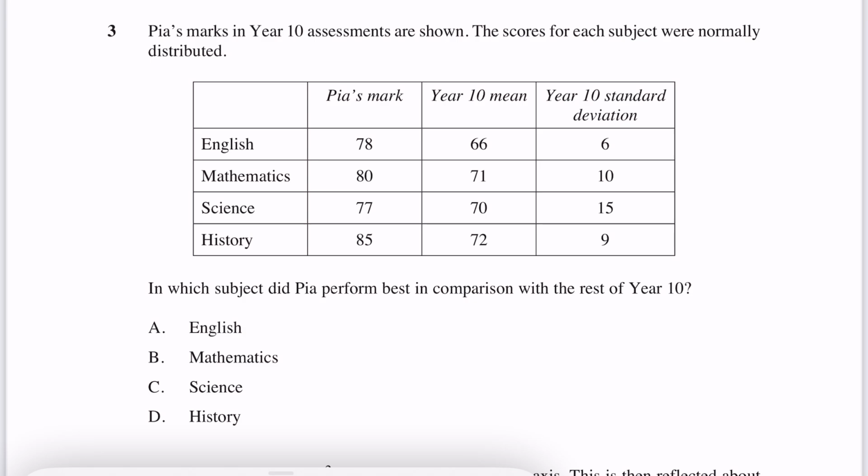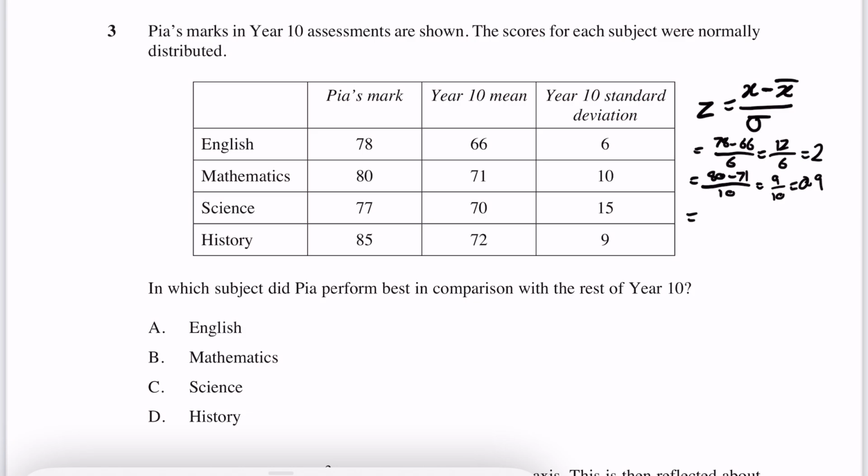Okay, so we are looking at z-scores, and we should know that the z-score is equal to x, which is the mark, minus x bar, which is the mean, over the standard deviation. So for English, this is equal to 78 minus 66 over 6, which is equal to 12 over 6, which is equal to 2. For maths, we can see that it's 80 minus 71 over 10, which is 9 over 10, which is 0.9. Science, we see it's equal to 77 minus 70 over 15, which is equal to 7 over 15.